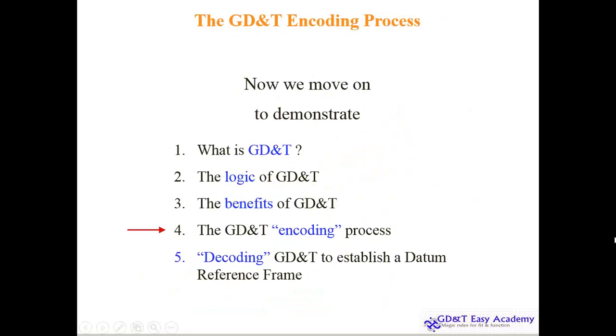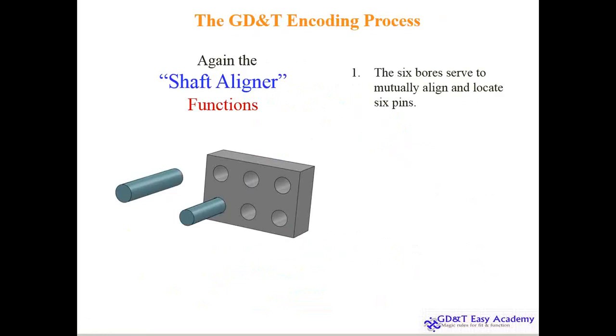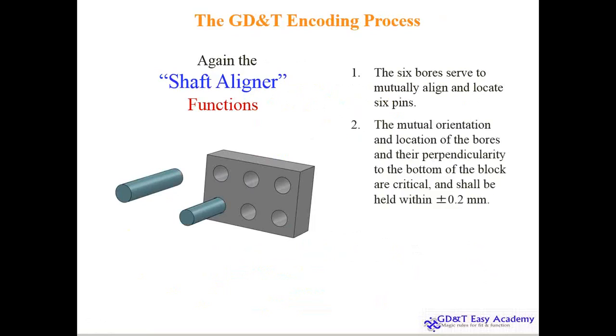So now the long-awaited encoding process I'm starting. The GD&T encoding process is something where I am again referring to the same example. In fact, the earlier example was asymmetric. Let me intentionally do it in a symmetrical way. The 6 bores serve to mutually align and locate the 6 pins, which everybody agrees on. The mutual orientation and location of the bores and their perpendicularity to the bottom of the block are critical and shall be held within 0.25. If it is not perpendicular to the bottom, then it cannot be aligned. So that may be 0.2 or maybe 0.25, but it is a tighter one.